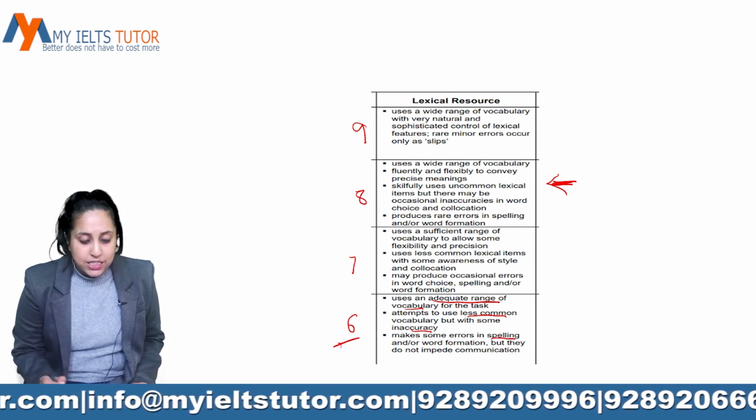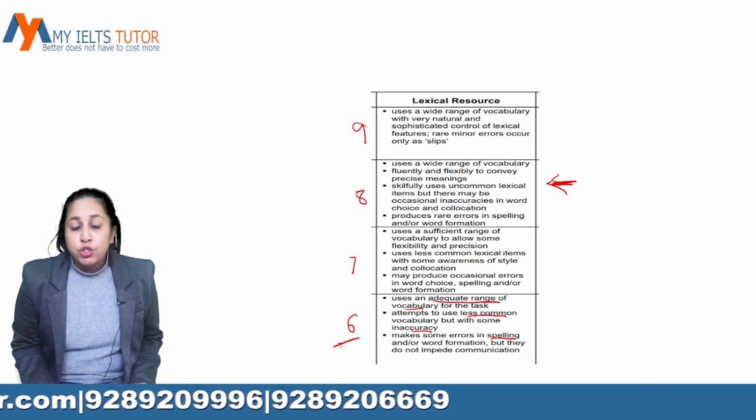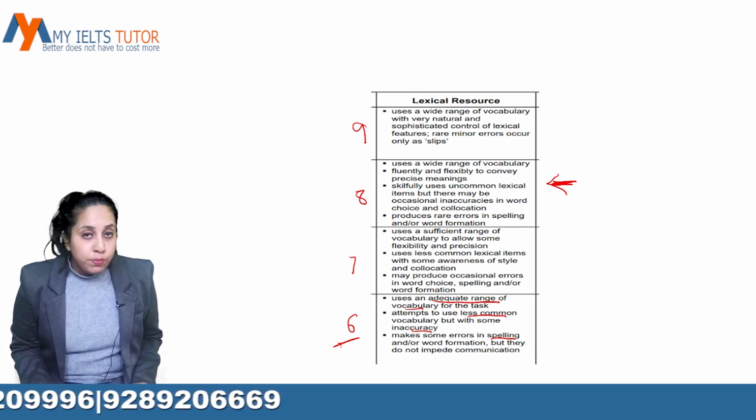And yes, if you are at 6, it means you are making errors in your spelling also. That is part of your lexical resource. So you don't have to make frequent spelling errors to boost your band score.